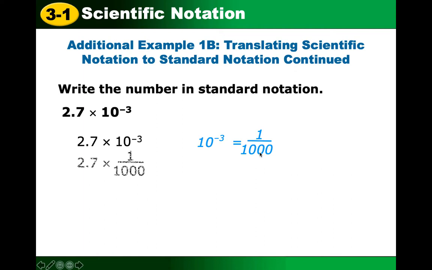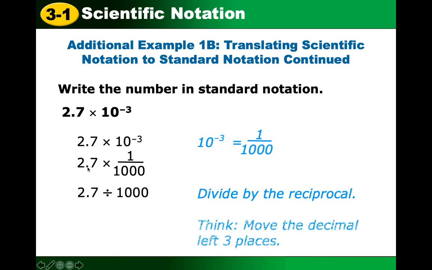Okay? Now in this presentation, they show you multiplying 2.7 by 1/1000th, and they say divide by the reciprocal. I would say multiply 2.7 by 1/1000th. When you do that, you're going to be basically moving the decimal point to the left by 3 places. So starting here, we're going to go to the left 1, 2, 3. Let's see what that looks like. There you go. The 2.7, the decimal point was here. It moves over 3 places, and now you've got 0.0027. So that is what this number is in standard notation.